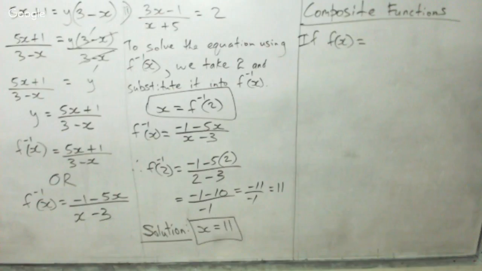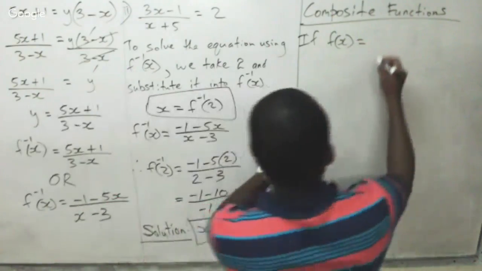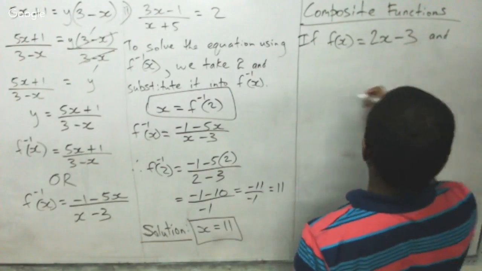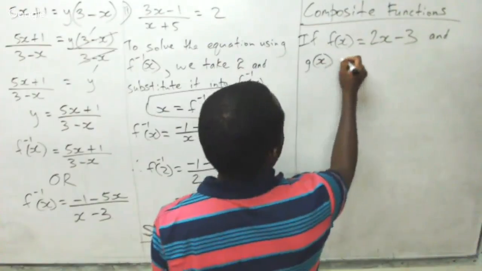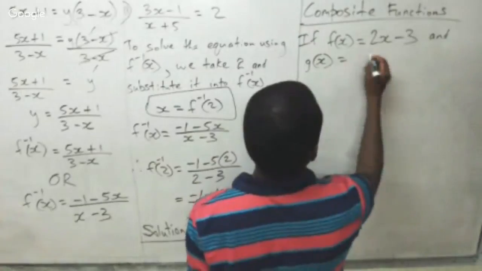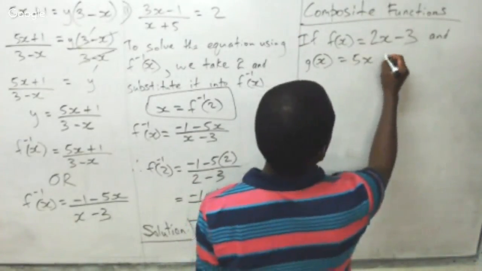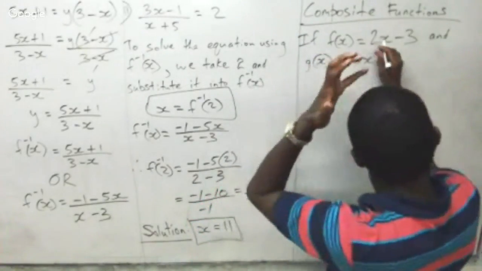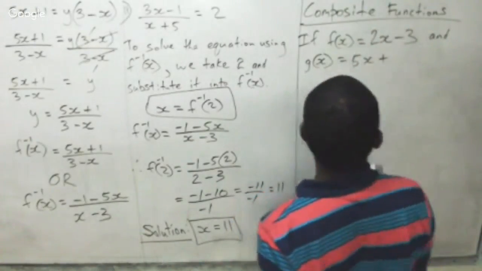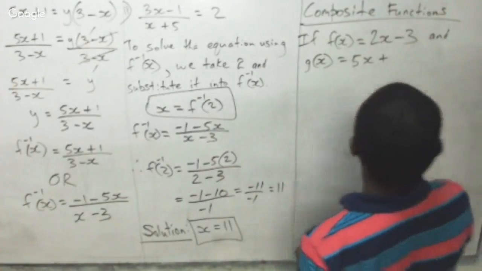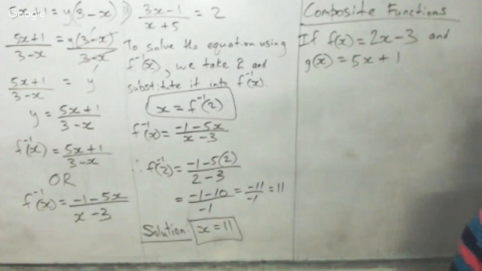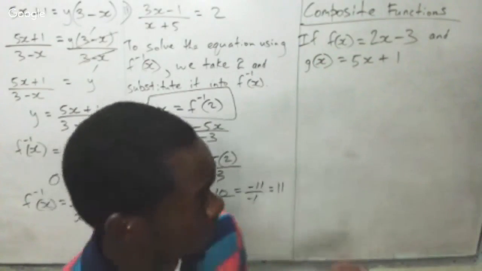So I'm not going to make it too complicated today. I'm just going to give it a point. If f of x equals 2x minus 3 and g of x equals 5x. We're going to compose something by putting different things together. Composite: if something is made up of a composite, different things come together. So you're going to have different functions come together.